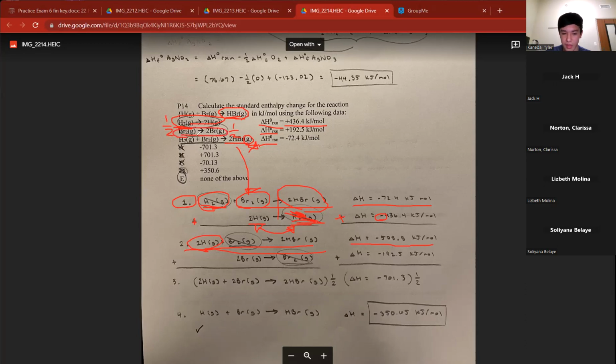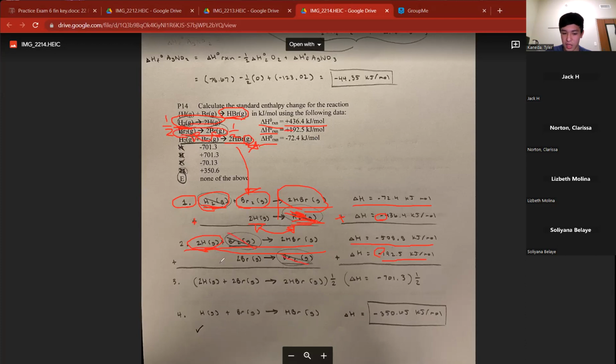Then I want to get them on opposite sides, so I swap the sign. I swap this around, the products and reactants, and I also change the sign of this, so that'd be negative 192.5 kilojoules per mole. Once they're swapped around, I can add them together to cancel out the Br2s like that.